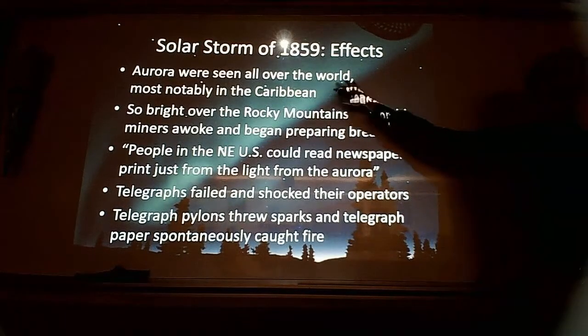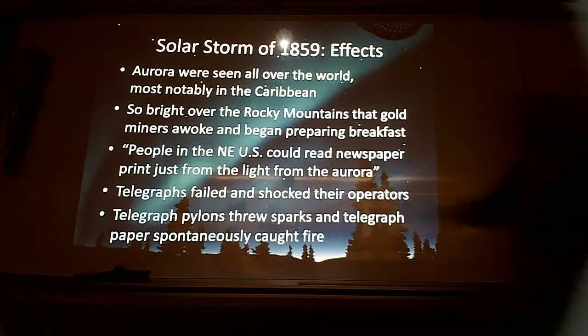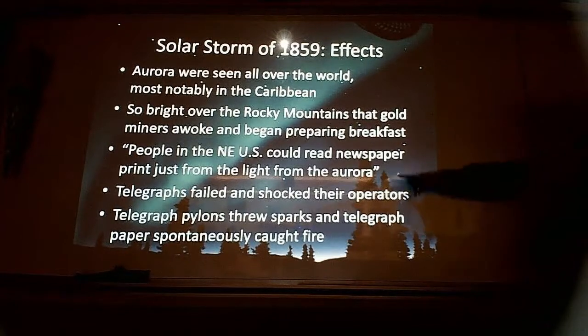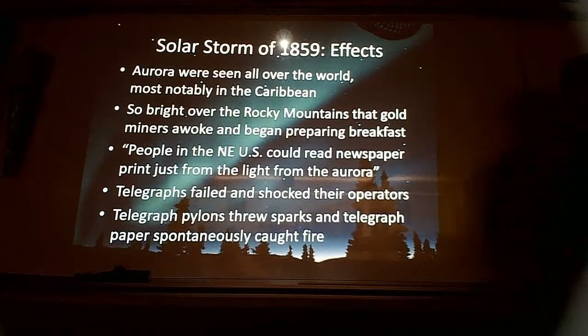And these aurora, the northern lights, were so bright that people actually started waking up in the Rocky Mountains region and started preparing breakfast because they thought it was daytime. It was that bright. That's how powerful these aurora were. You could actually read a newspaper. Telegraphs failed and shocked their operators because of all that radiation messing up all the electrical equipment. And telegraph pylons threw sparks everywhere.